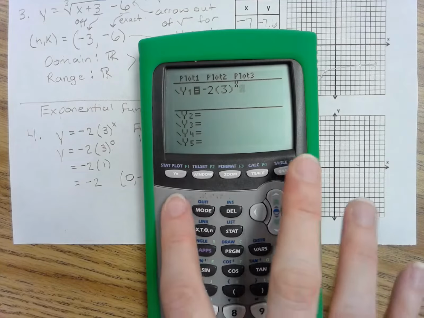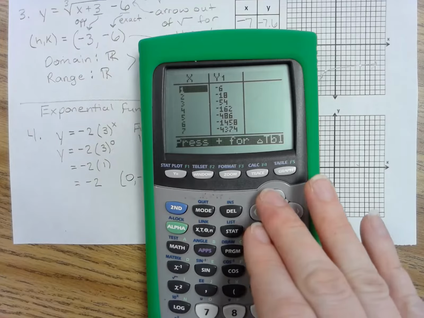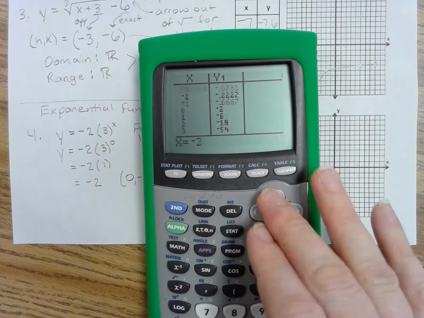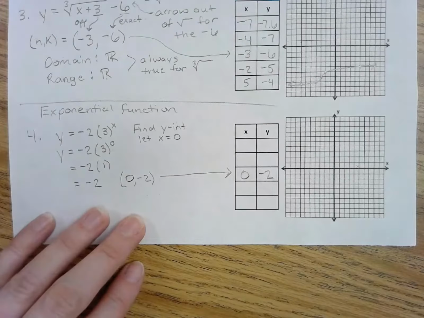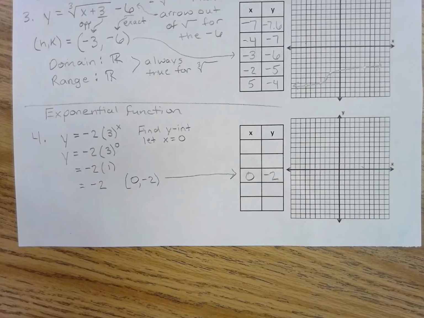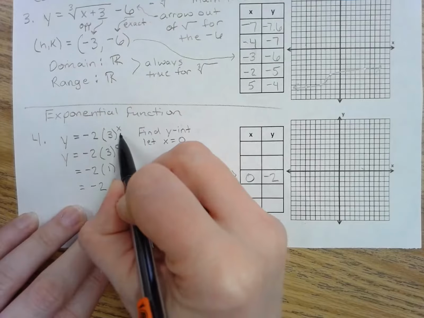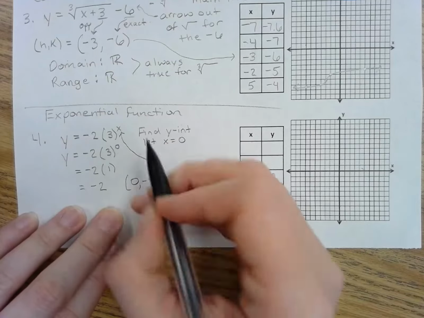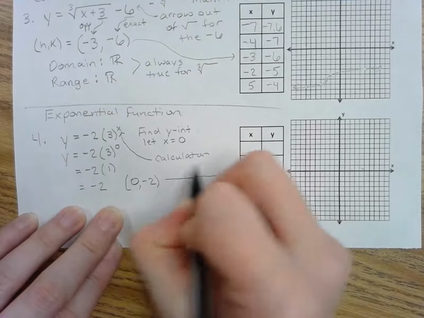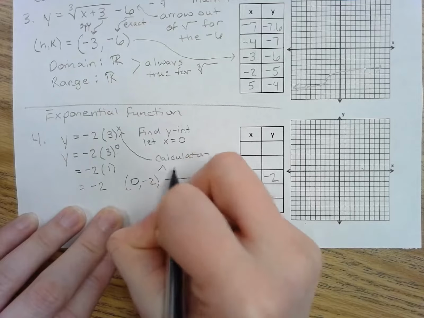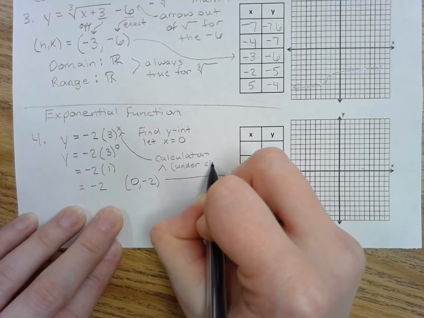So here when we go second table, we can scroll up and down and find that starting point. We see the 0, -2. Before we get our table, let's jot down how we got that exponent. In order to do this little exponent right here in the calculator, use the caret key, and that is under the clear button.